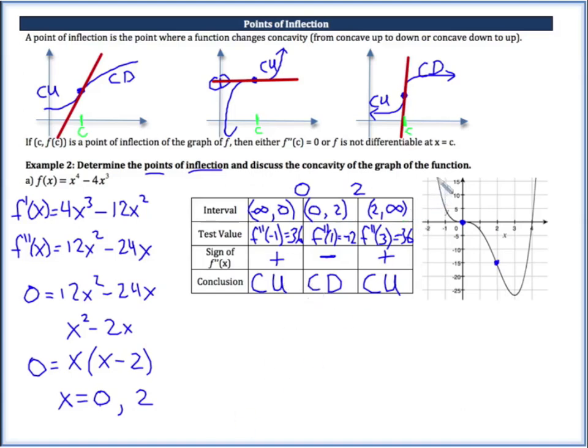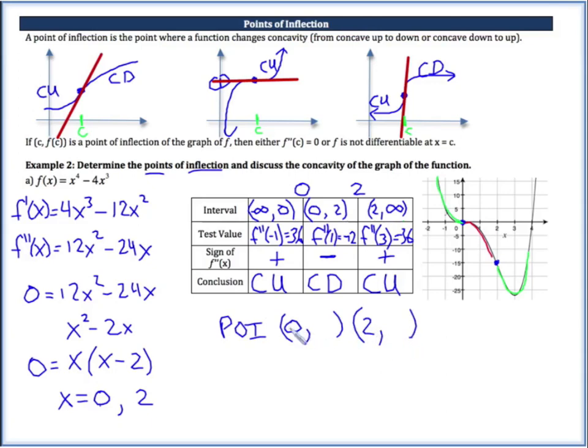So here we had concave up on that interval, and then here we had concave down on this interval, and then here it switches back to concave up. So because that happens, we actually get a point of inflection at 0, comma, whatever the y value is, and at 2, comma, whatever that y value is.